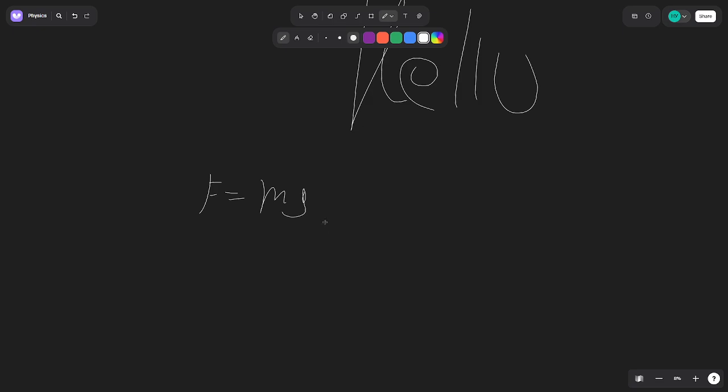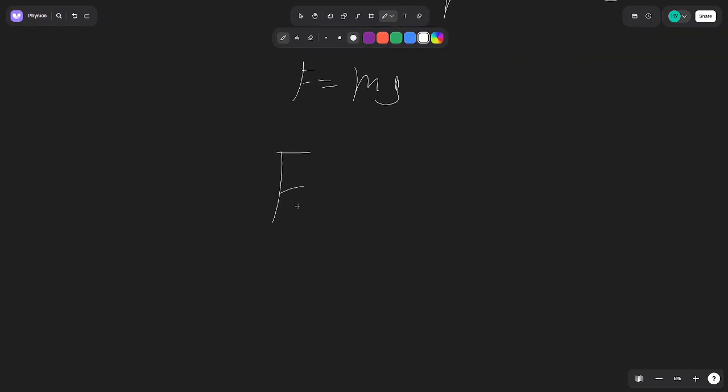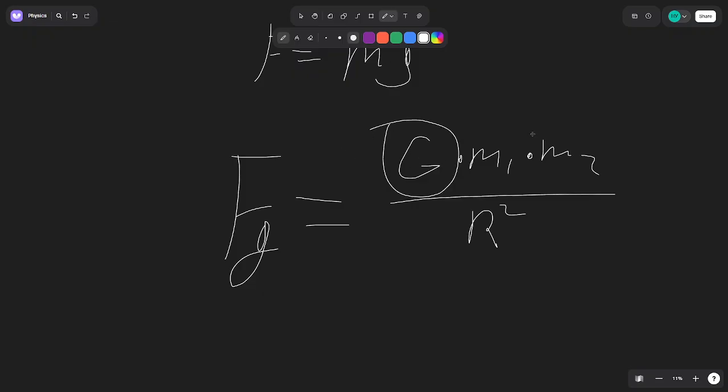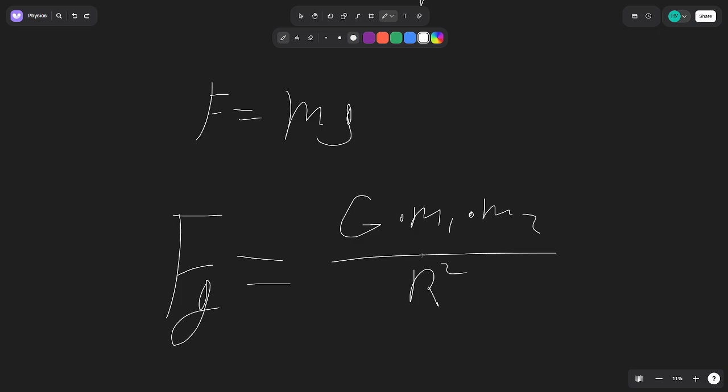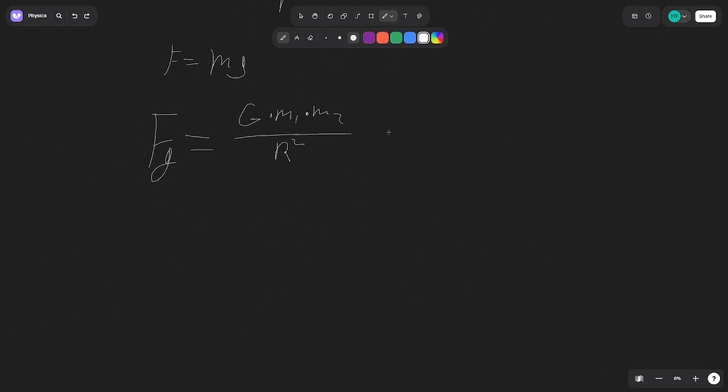Now we really widely use it. And another thing is gravitational force equals G times mass 1 times mass 2 divided by r squared, where G is the gravitational constant, m1 is the mass of one object, m2 is the mass of the next object, and r squared is the distance between the centers of these two objects. So let's represent it.